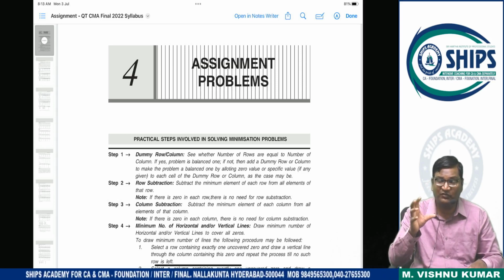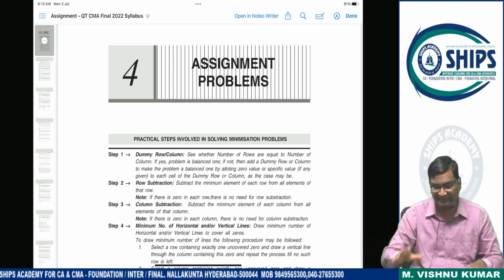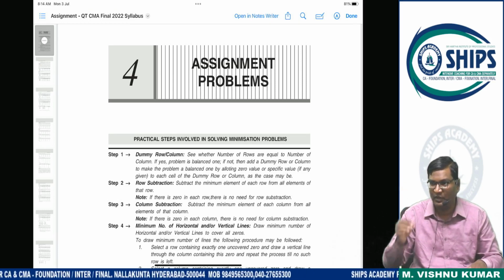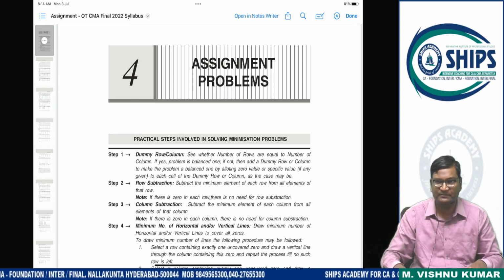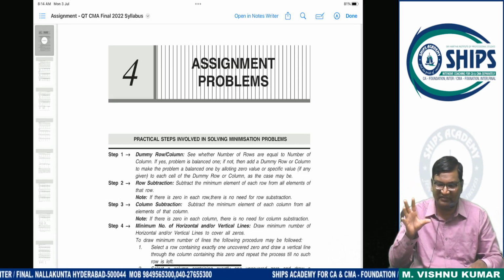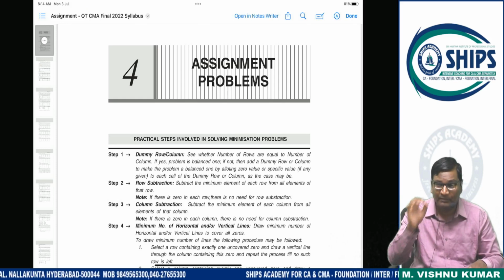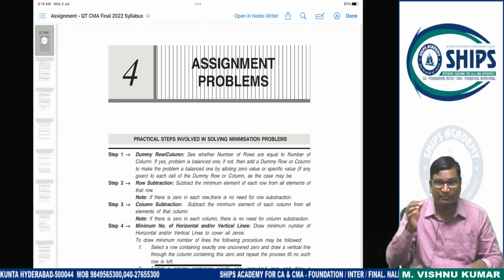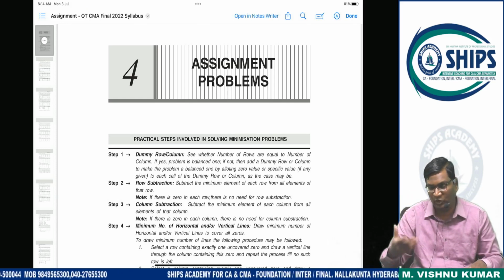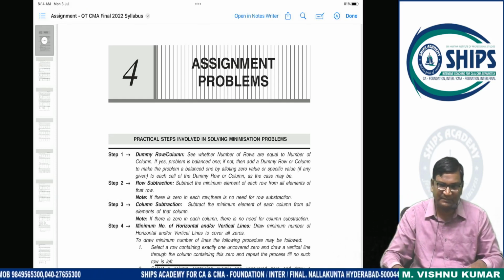So the main objective of operation research is two only: either maximization of profit or minimization of cost. Clear? Ultimate target, ultimate objective of quantitative techniques or operation research is what? Maximization of profit, minimization of cost. Clear? If cost is minimized, automatically profit will be maximized.